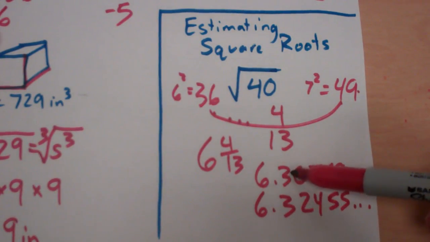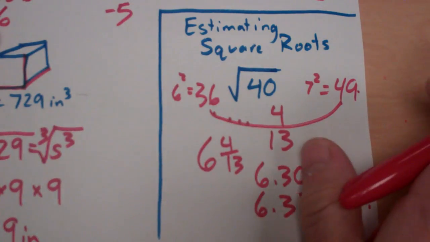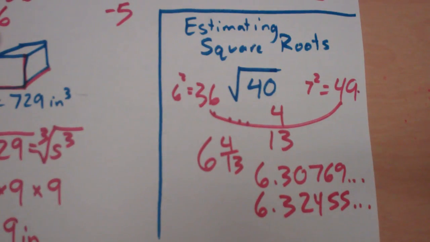We generally get you to the nearest tenth. So that will be about as close as we're going to get. We're not going to get an exact answer, but 6.3 would be a pretty accurate estimate for that. Okay.